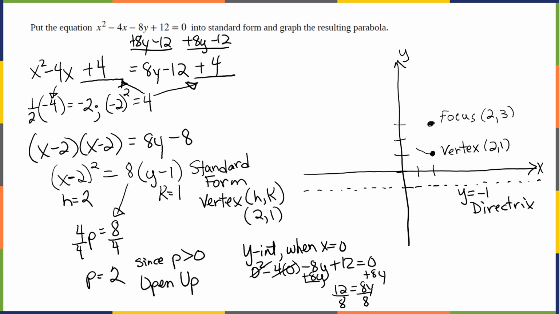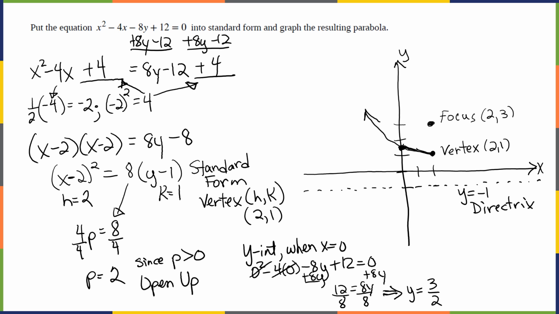4 will divide into each of those, so I get y equal to 4 goes into 12 3 times, and 4 goes into 8 2 times. So my y-intercept will actually be at 1.5, which is about right here on my graph, which helps me to better understand how wide I need to make the graph.